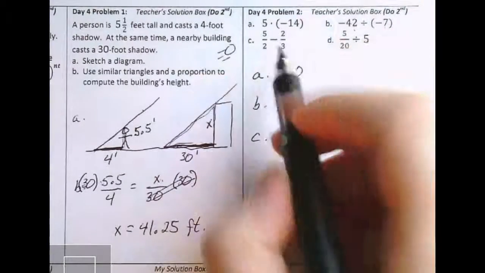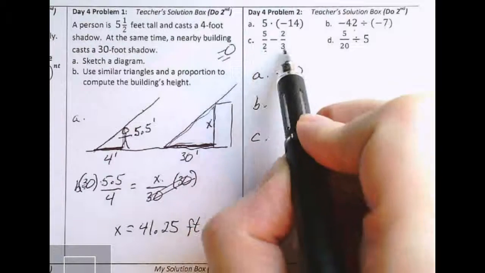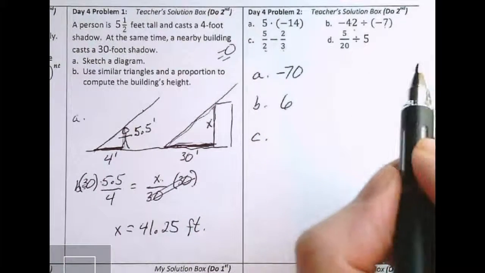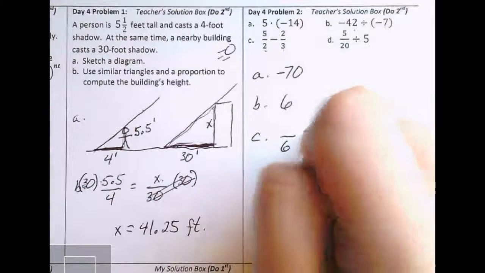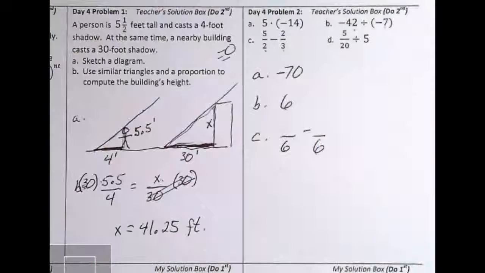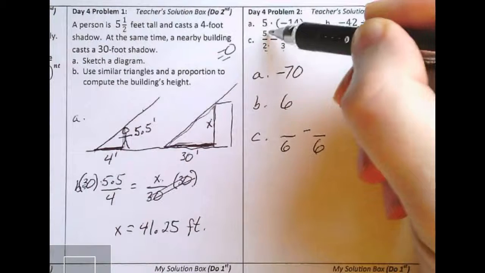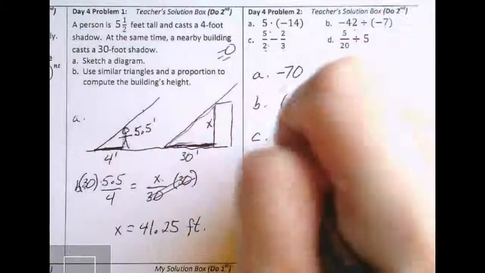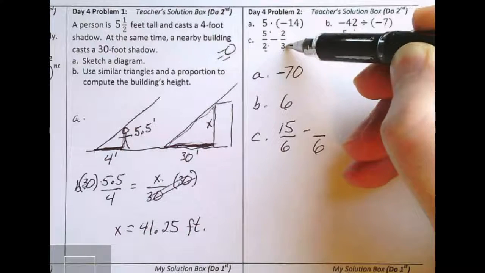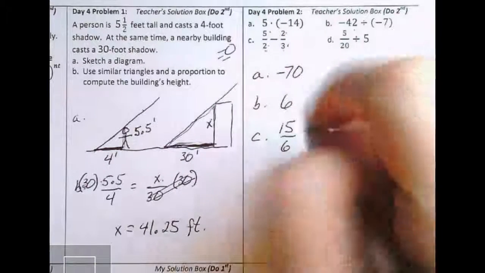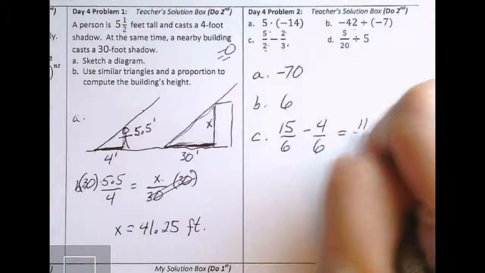Question C, we want to subtract these fractions, so we need to have the same denominator. If this is 2 and this is 3, the least common multiple of 2 and 3 is 6. So let's change those fractions so that they have the denominator of 6. To change that to 6, times by 3, and so that will turn into 15. To change this into 6, times by 2, that will change into 4. Now we can subtract: 11/6.